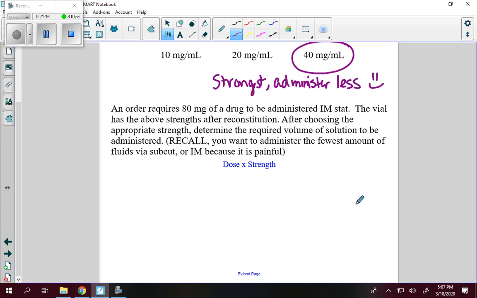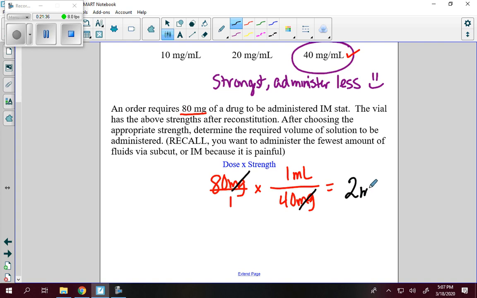So we're going to do dose times strength. Our dose would be 80 milligrams. And the strength that we chose is 40 milligrams per milliliter. Because if we choose that, we're giving the fewest amount of milliliters to be injected. So here we would have 2 milliliters.